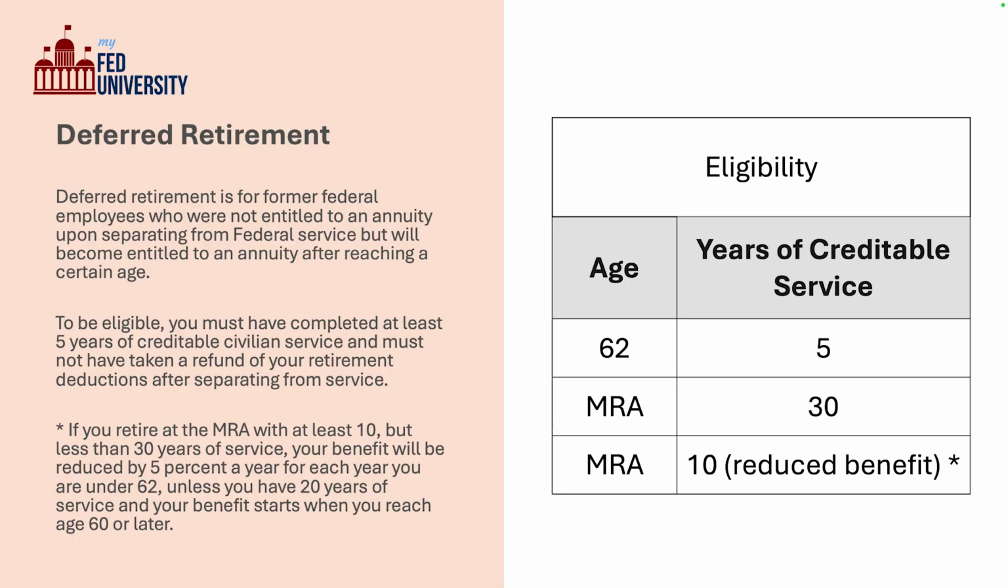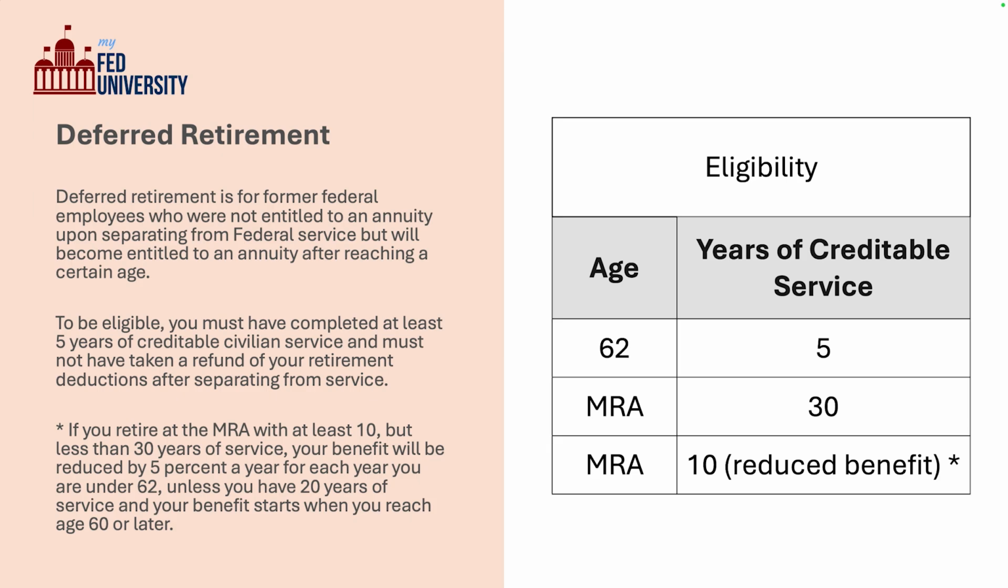Next, we'll talk about deferred retirement. Now, deferred retirement, that is for former federal employees who were not entitled to an annuity when they separated from federal service, but will become entitled to an annuity after reaching a certain age. And to be eligible for this, you must have completed at least 5 years of creditable civilian service. And most importantly, you must not have taken a refund of your retirement deductions when you separated from your service.